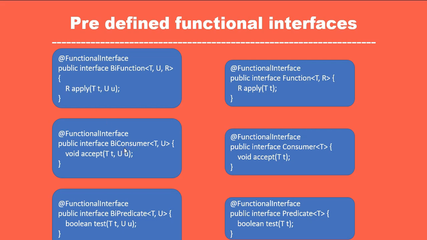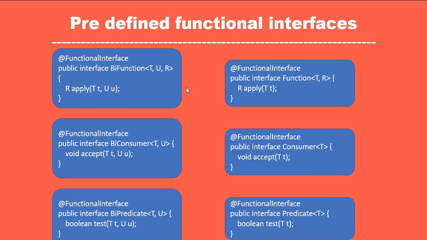Similarly, BiConsumer is a functional interface. It has an accept method similar to consumer, but it takes two parameters. And BiPredicate is a functional interface. It has a test method similar to predicate, but it takes two parameters and returns a boolean value. So whenever you have a requirement to pass two parameters as a method argument, then you can go for these binary functions. These functional interfaces are called binary functions because they take two parameters. I hope you understood the differences between these functional interfaces and when to use them.